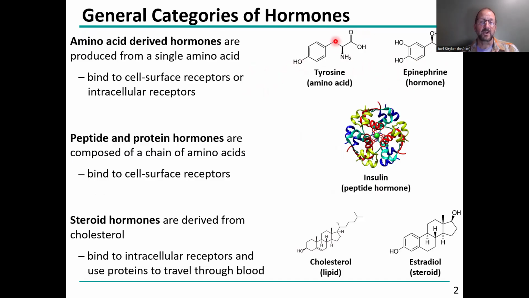These typically cannot cross the cell membrane very easily, and so they are going to have receptors on the cell surface primarily, but some of them can cross or have ways to get in, and so there can be intracellular receptors for them as well.